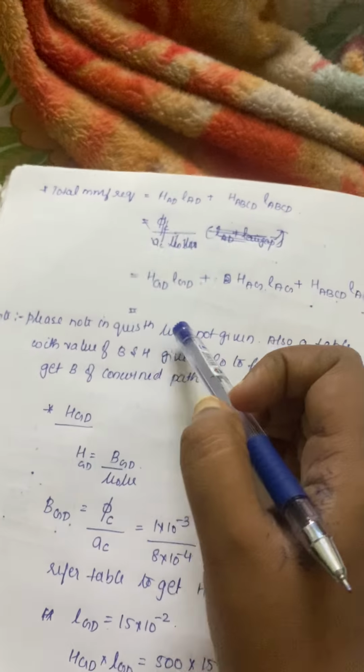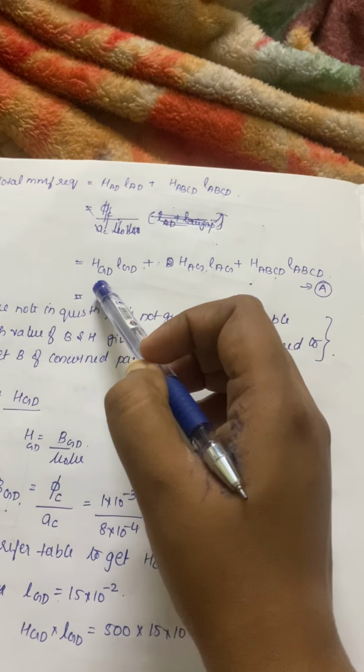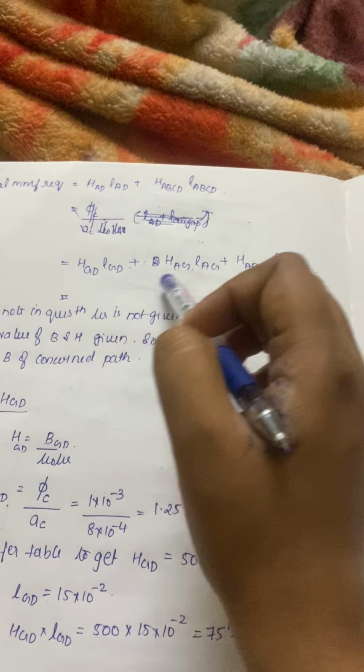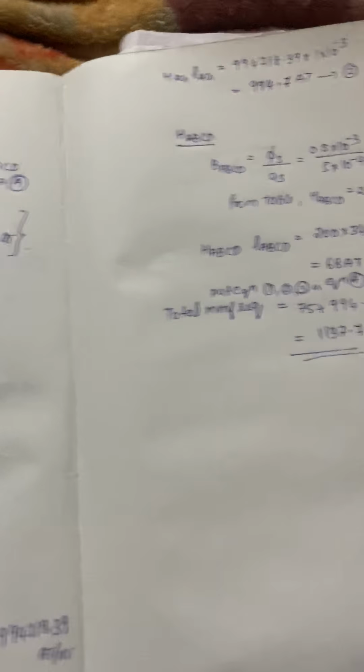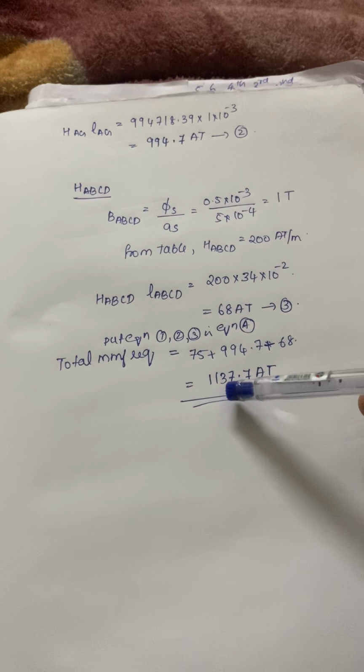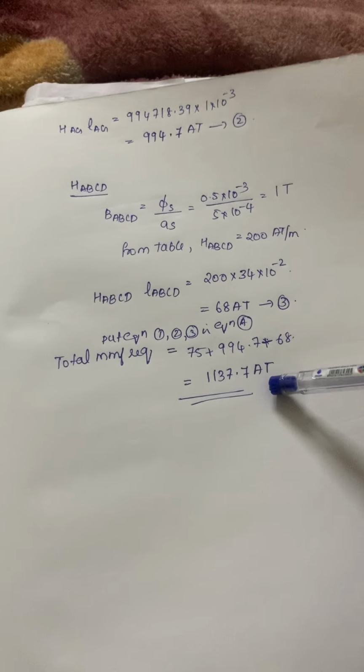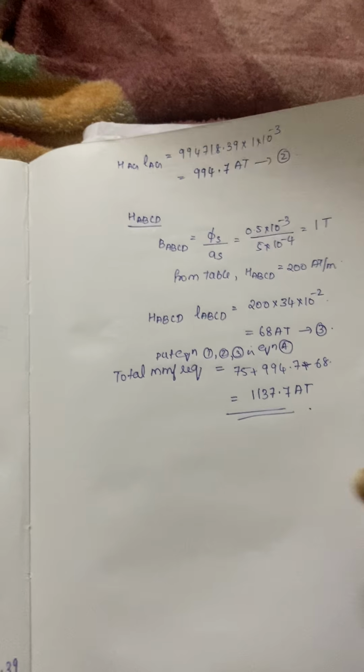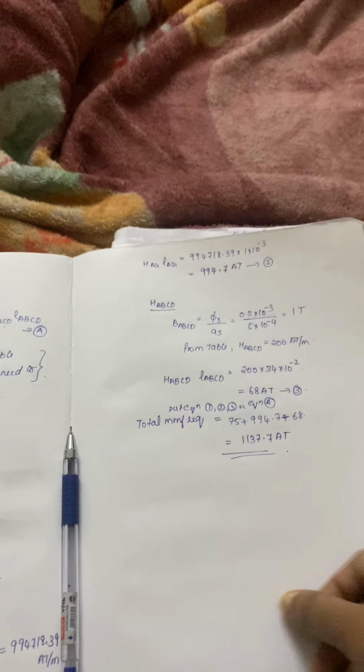So you got the MMF of these three paths, equations 1, 2 and 3. Substitute all these three equations in the total MMF equation to get the total MMF as 1137.7 ampere turns. Okay, now I hope this is clear for you.